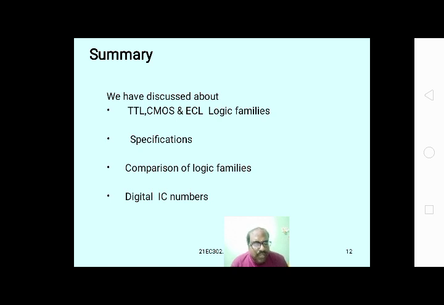These TTL ICs come in both the 7400 series and the 5400 series. The 7400 series works over a temperature range of 0 to 70 degrees Celsius and a supply range of 4.75 to 5.25 volts. The 5400 series is developed for military applications, works over a range of minus 55 to 125 degrees Celsius, and its supply voltage range is 4.5 to 5.5 volts.